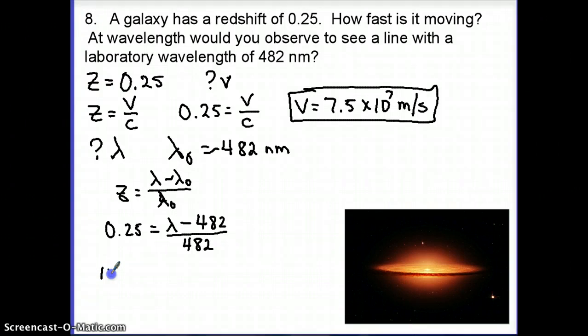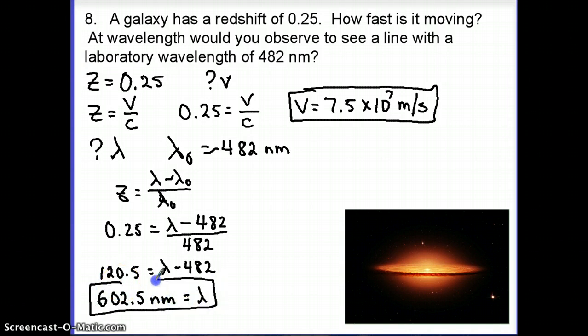So I could do some math. 120.5 is equal to lambda minus 482. Add 482 to both sides. And so I get 602.5 nanometers is equal to lambda. So instead of being at 482 where we would expect it to be, based on the transitions in that element, we actually see it at 600 nanometers.